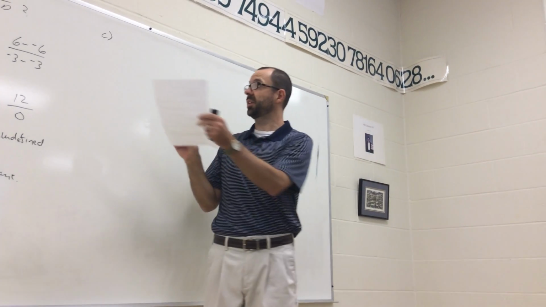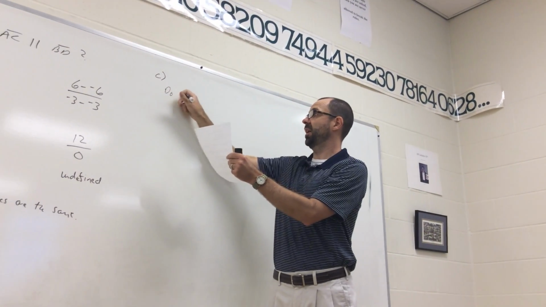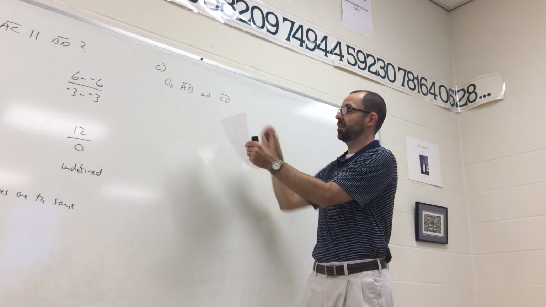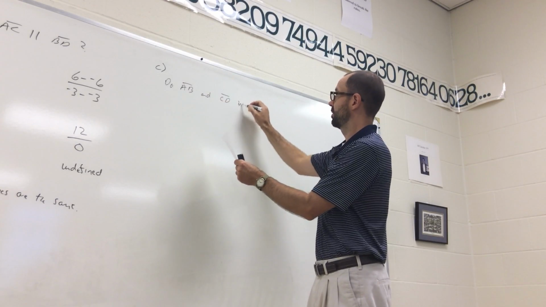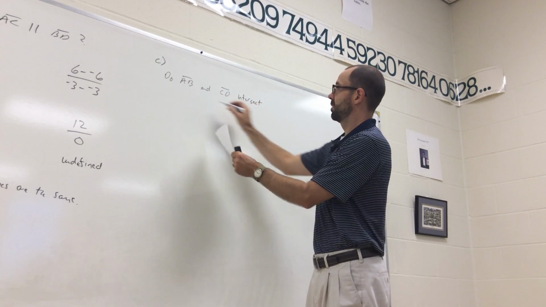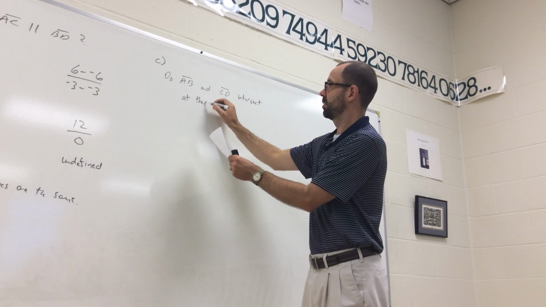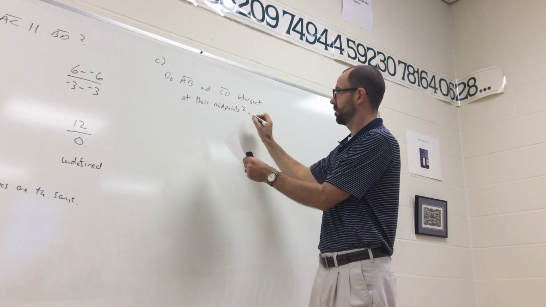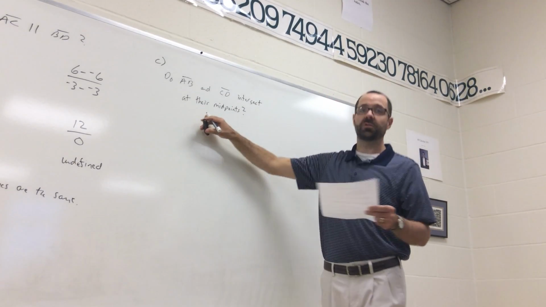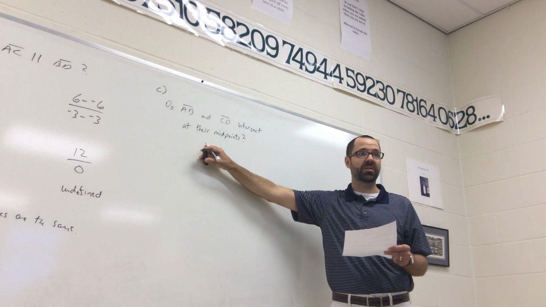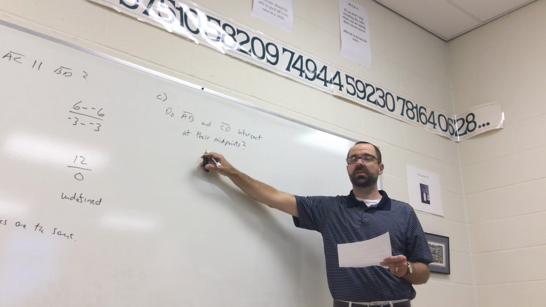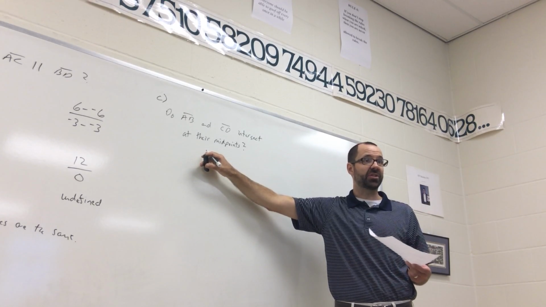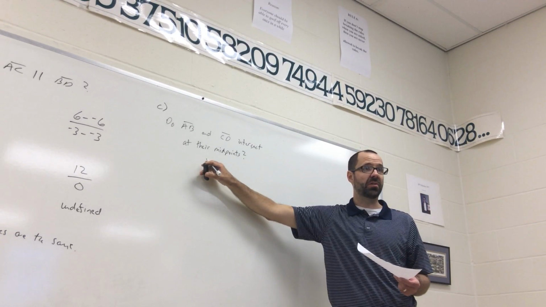Okay, now part C says, do AB and CD intersect at their midpoints? Do AB and CD intersect at their midpoints? So they're kind of already telling us that they hit each other. And so the question is, when they hit each other, is it in the exact middle?